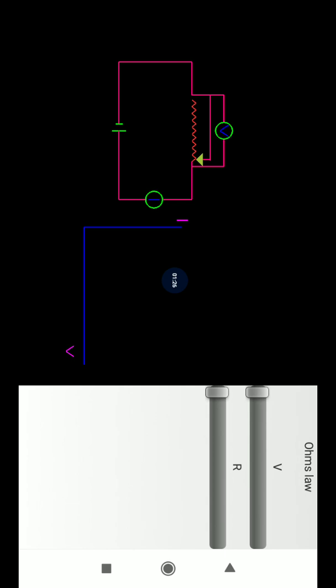The ammeter has been connected in series with the wire, and the one where V is written is the voltmeter, which has been connected in parallel across the wire. The voltmeter is connected to record the value of voltage, and the ammeter to record the current. You can see one arrow-like thing, that is called the potential divider arrangement.